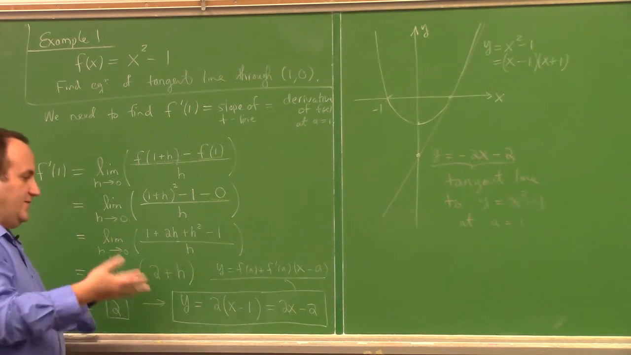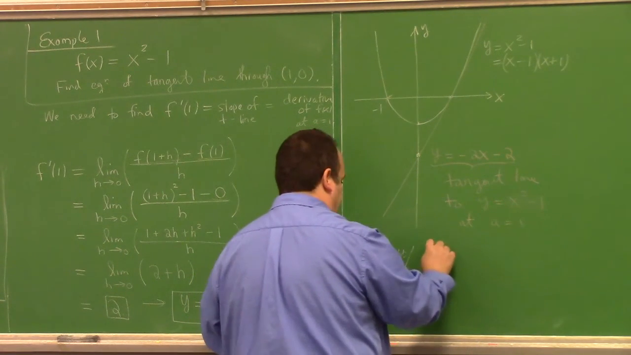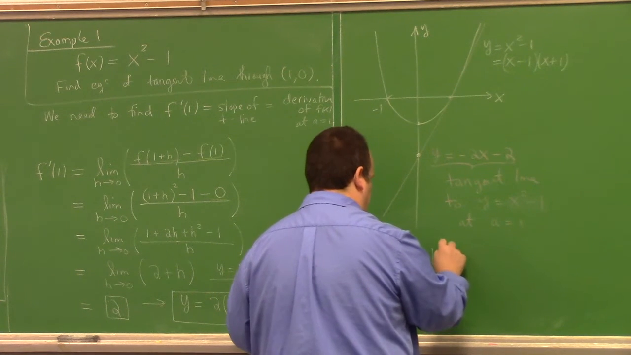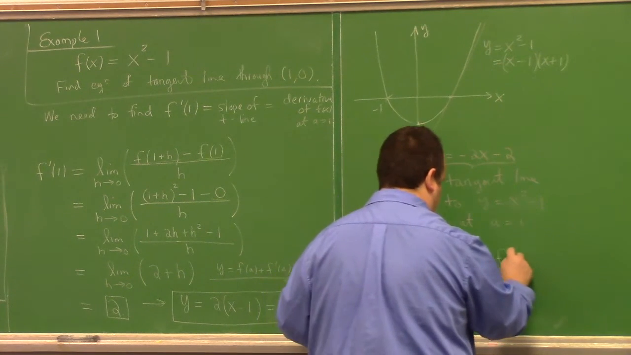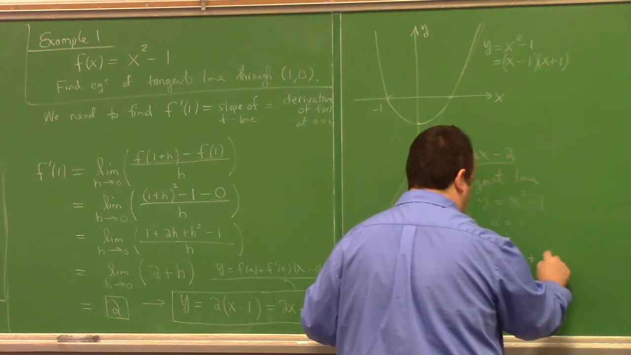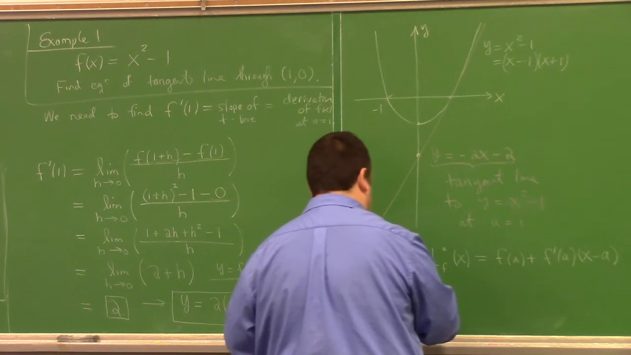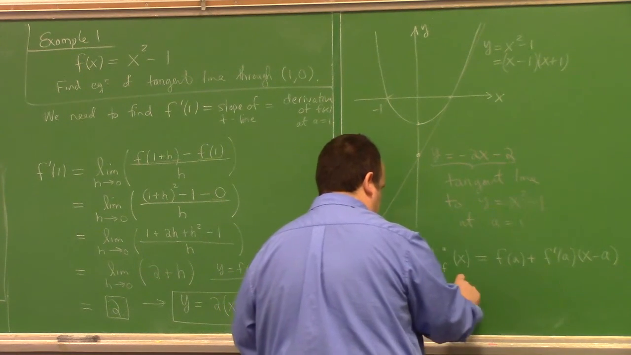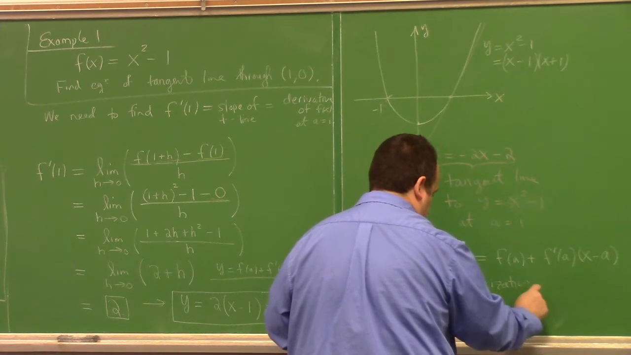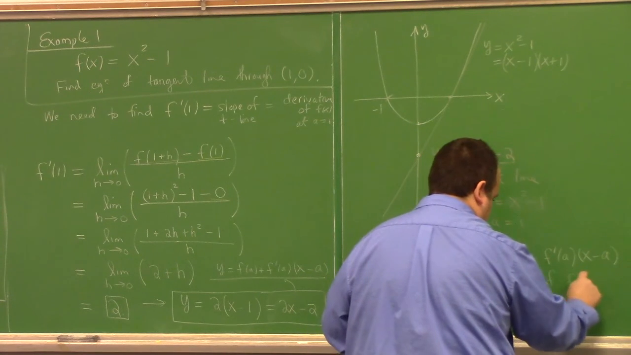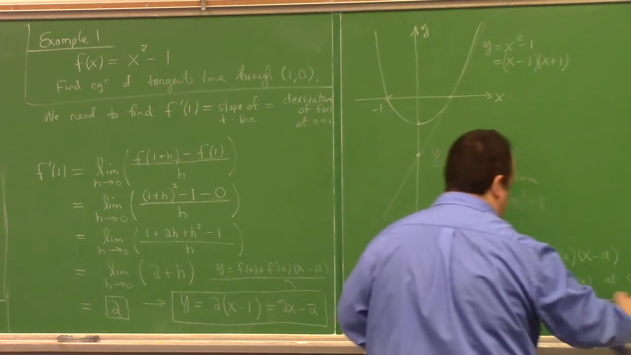So definition, by the way, L_{f,a}(x) is equal to f(a) plus f prime of a times (x minus a), is the linearization of f(x) at a. Now, the linearization doesn't always exist, right?